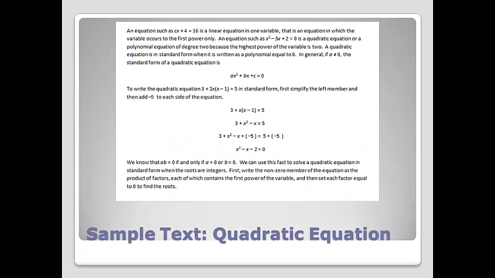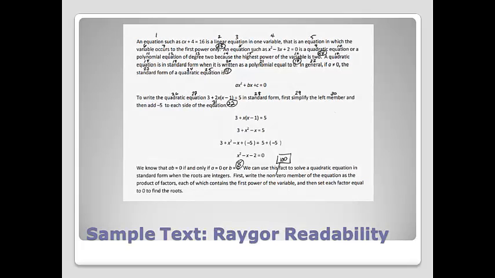Here's a sample text taken from an online math textbook, and it's related to the quadratic equation. What I did is I typed up this particular text in Microsoft Word, and I performed a Raygor readability formula on it. As you can see, I've done a number of things here. First of all, in the box at the bottom, you can see that I marked the point where we reached 100 words. As explained in the directions, I didn't count any of the formulas or numbers, but I counted everything else. Then I counted the number of sentences.